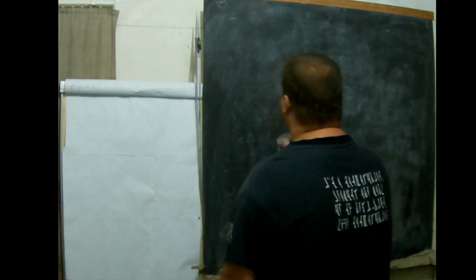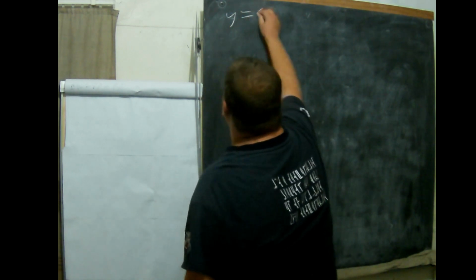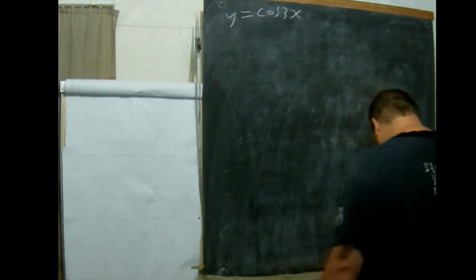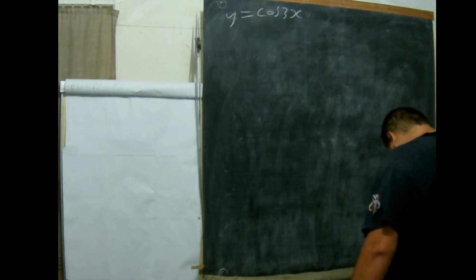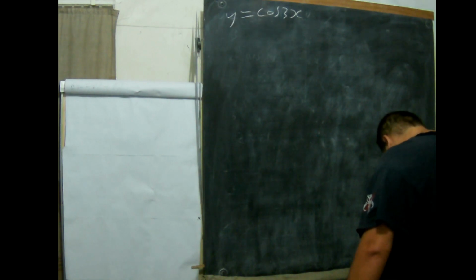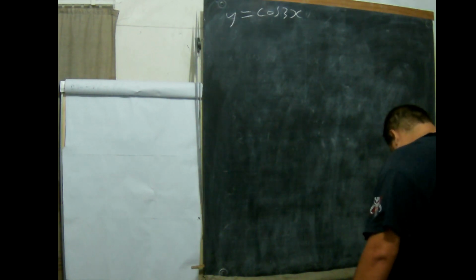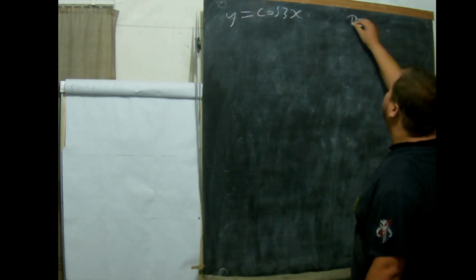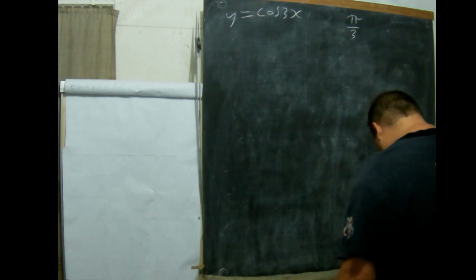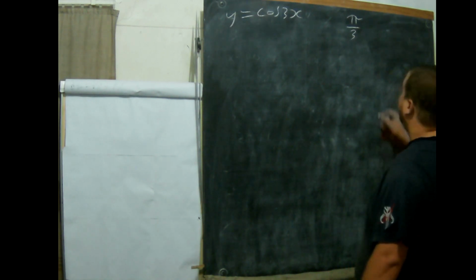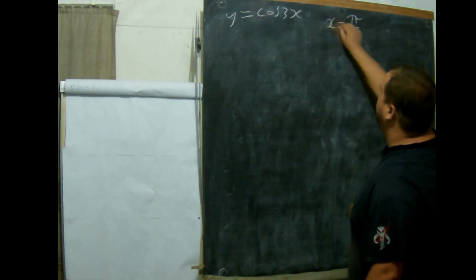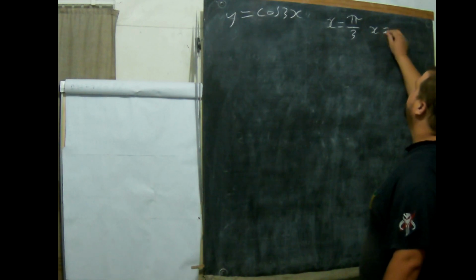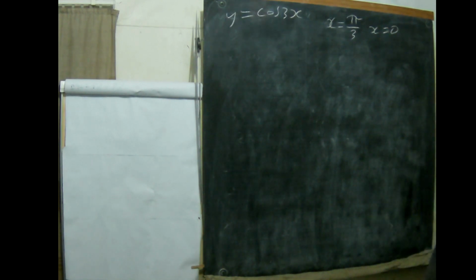Okay, so the next one is y is equal to cos 3x. And the limits are x equals pi over 3 and x equals 0.